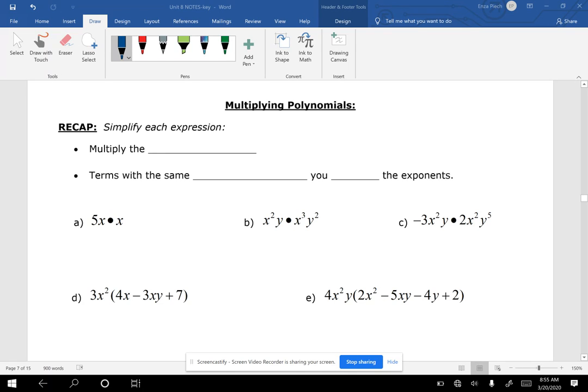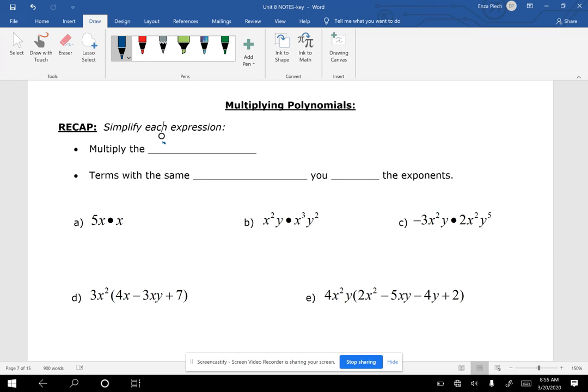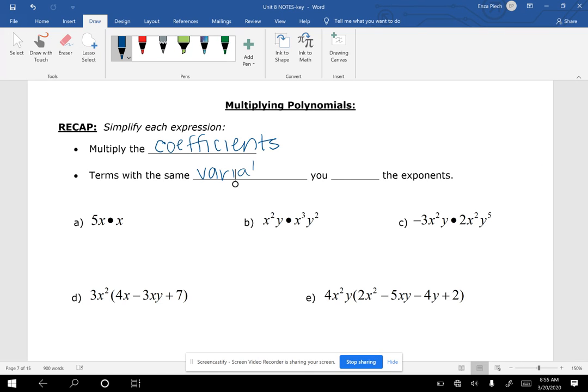So what we want to talk about while we're recapping here is you're going to multiply the coefficients. And then terms with the same variables, or we'll put bases, you add those exponents.